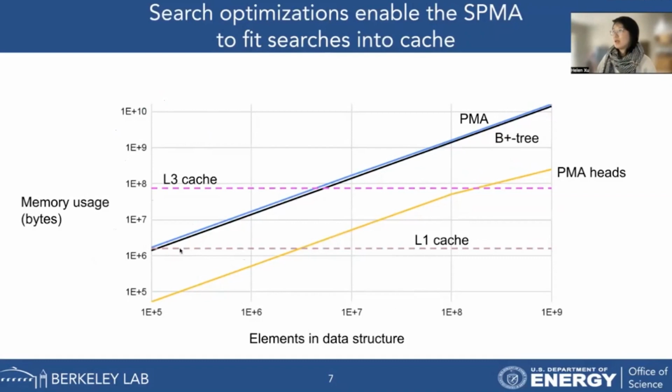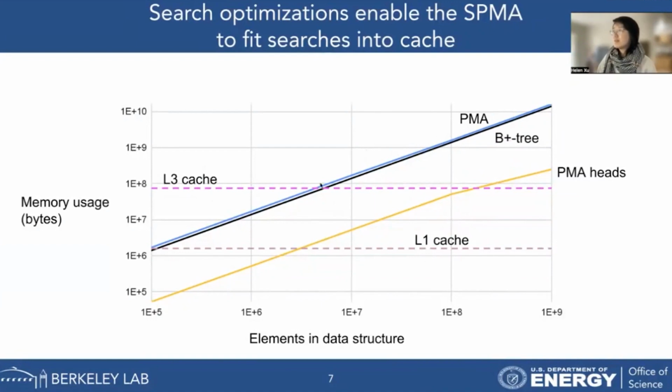And these horizontal lines are the sizes of L1 and L3, which are parts of your cache hierarchy. And these are fixed because they're in the machine, they have nothing to do with the data structure. And these lines are the PMA and the B-tree sizes. So it's going up as you get more elements in the data structure. The blue line is the PMA, the black line is the B+ tree, and both of them are pretty similar.